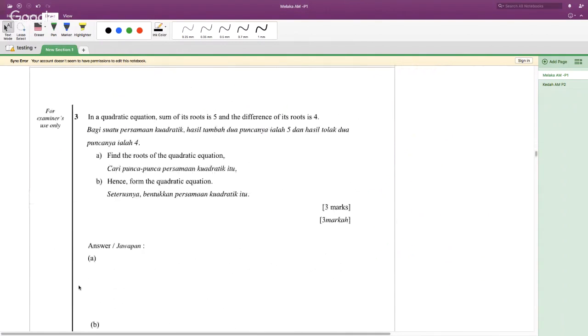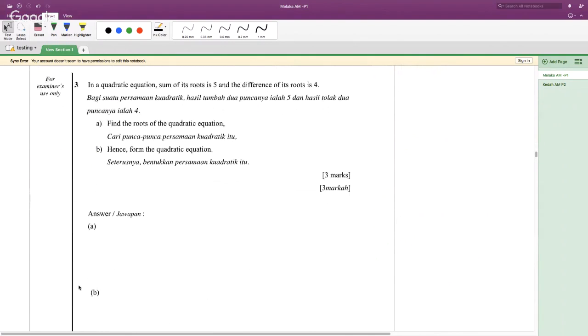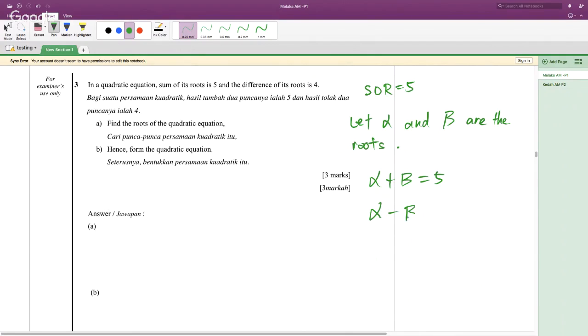Okay, so then we go to question number 3. In the quadratic equation, the sum of its roots is 5, and the difference of its roots is 4. So we just write down the information we have. Sum of roots equals 5 and the difference of its roots, this one is not something I expect. In this case, I will let alpha and beta be the roots. So when I say sum of roots, alpha plus beta equals 5. Difference of roots means alpha minus beta equals 4.